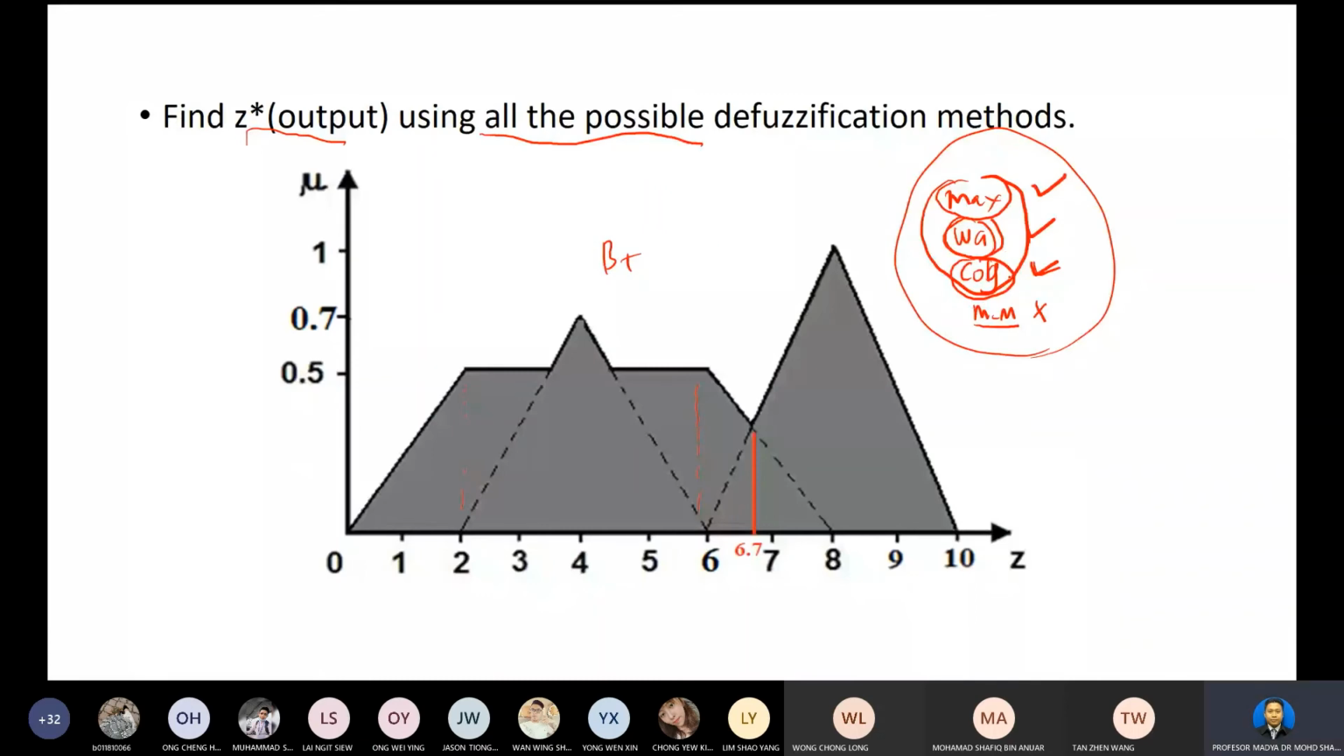Okay, for this one, the simplest method is the max. Automatically, this is the output. For example, this is our output, so our output will be, for example, 8. For max it will be 8. That's why here you can get the simplest method using the max.